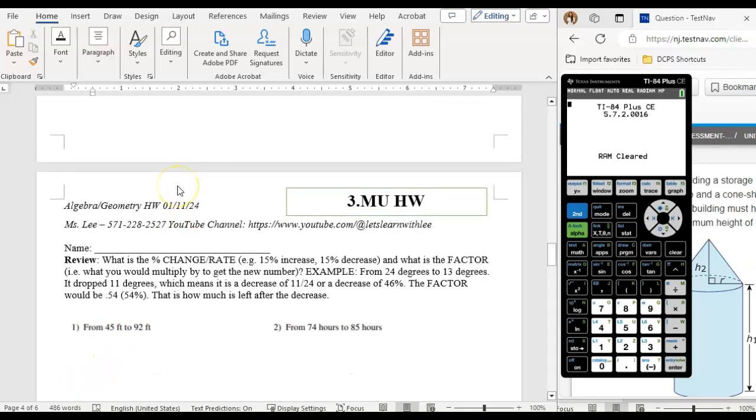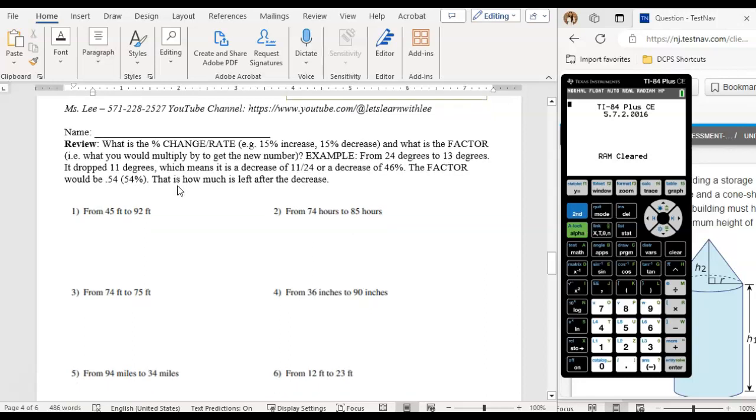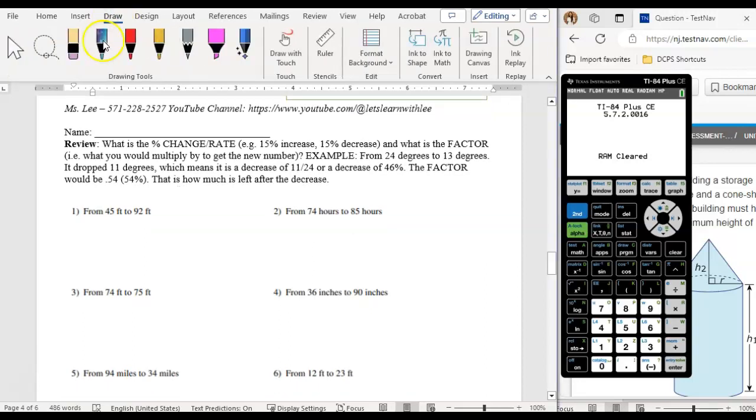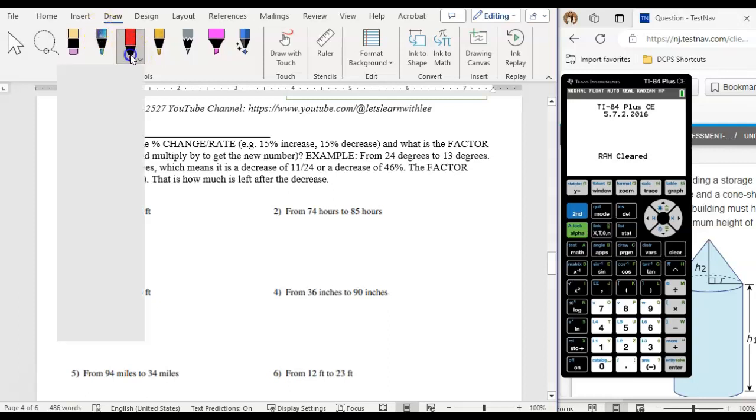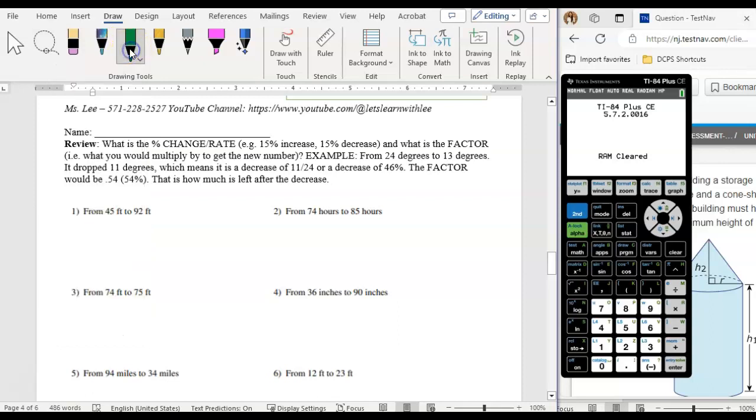Hey everyone, welcome to homework for your mid-unit assessment. This first part is just a review, so I am going to go over the first couple of problems, and then the rest I am going to expect that you try on your own because you can 100% do them. So let's take a look.